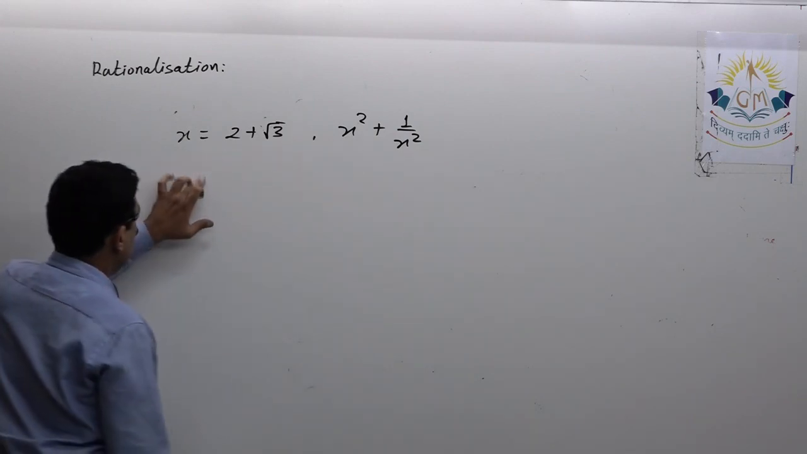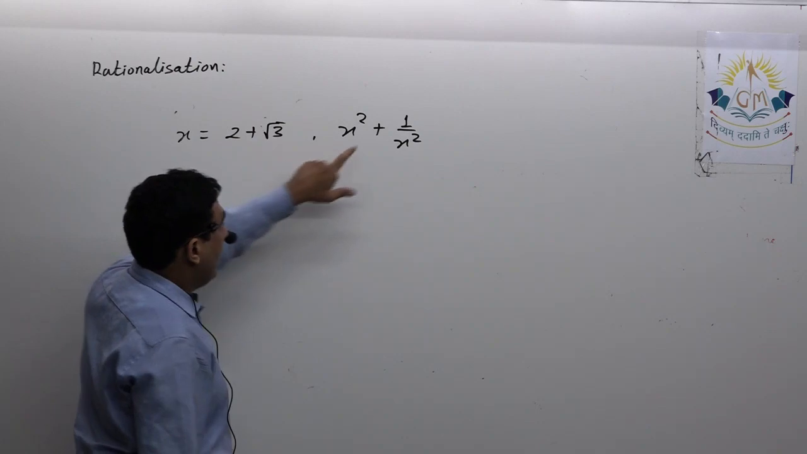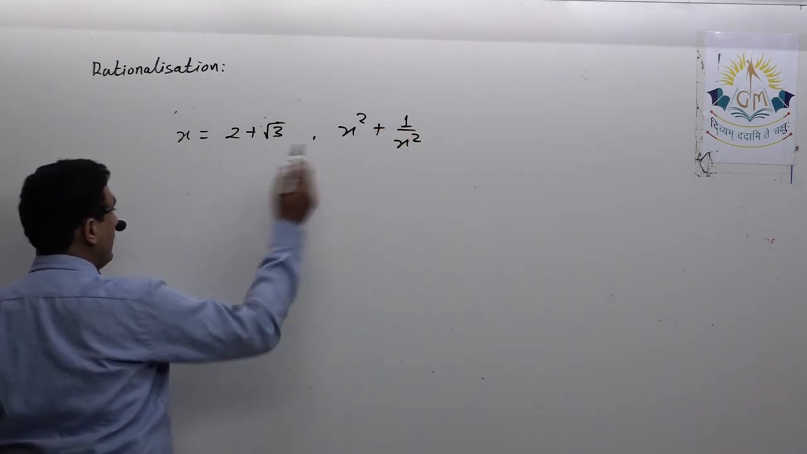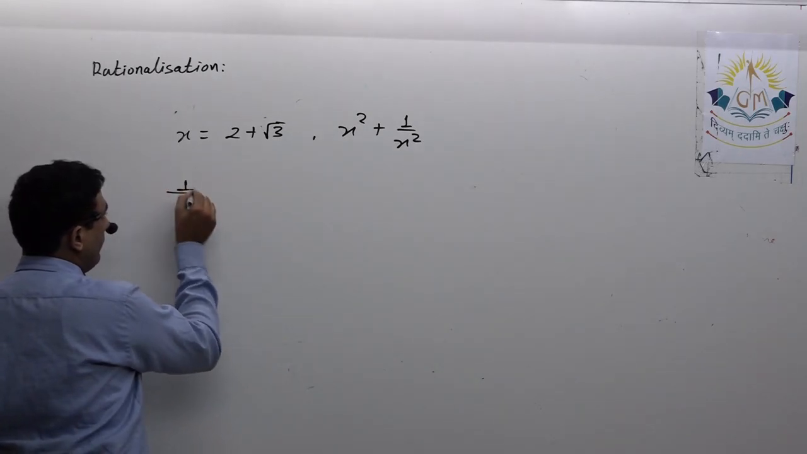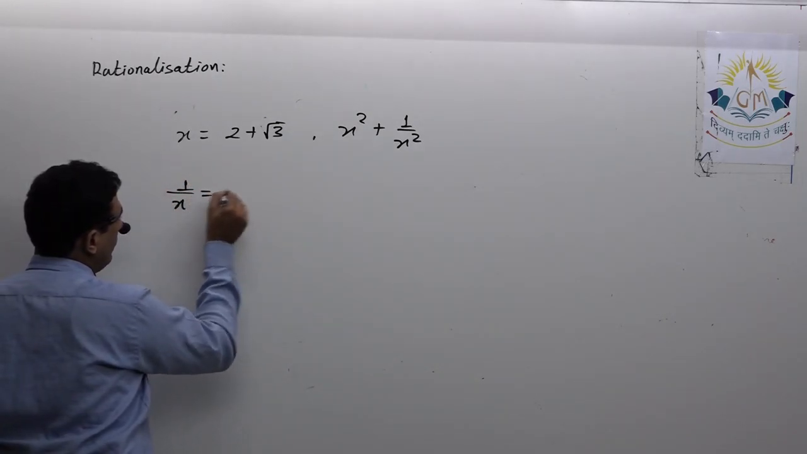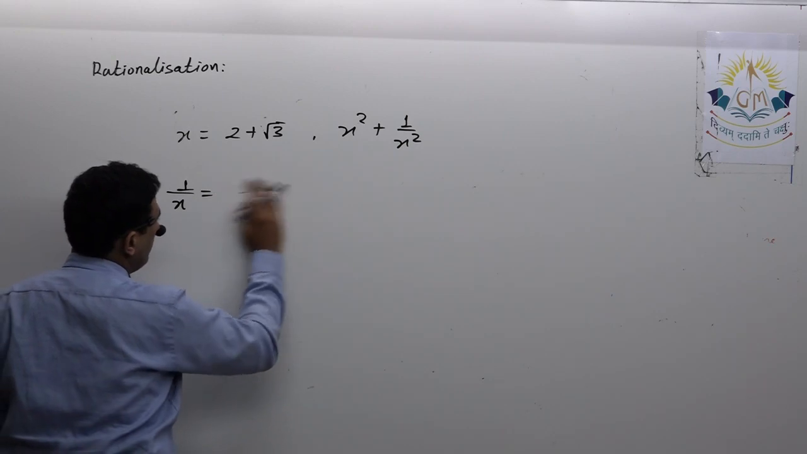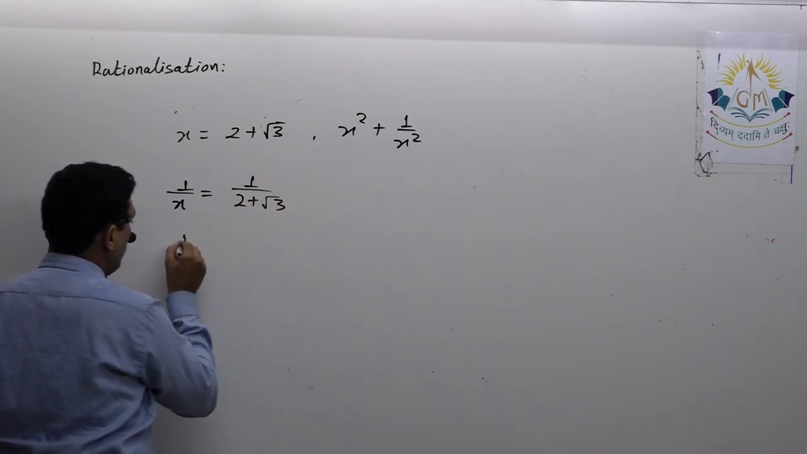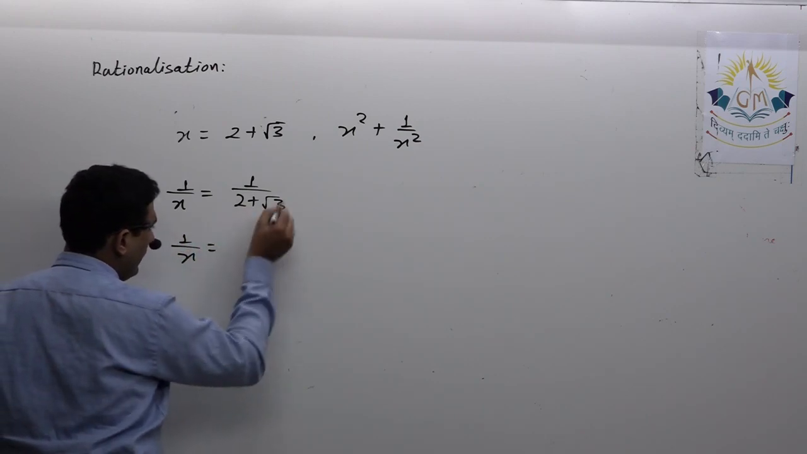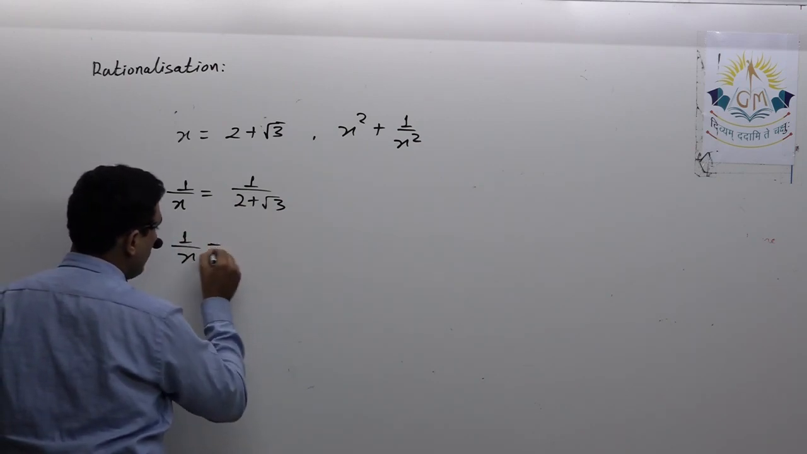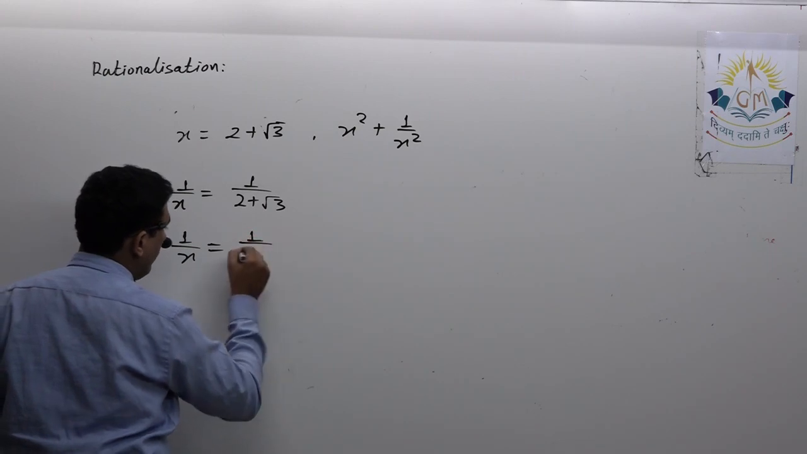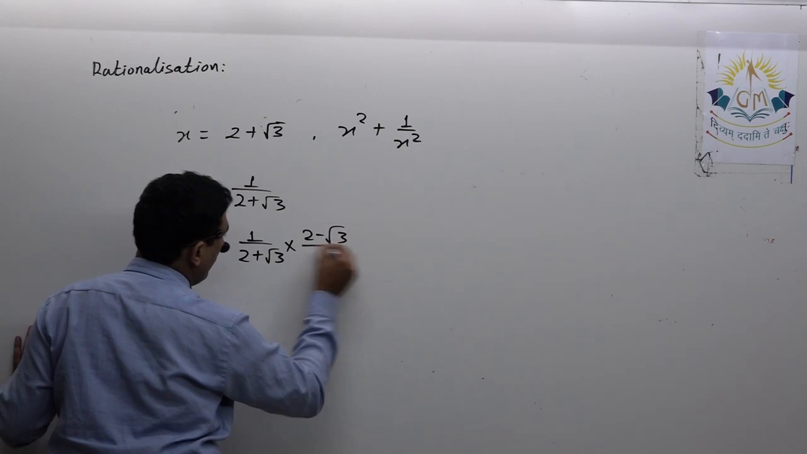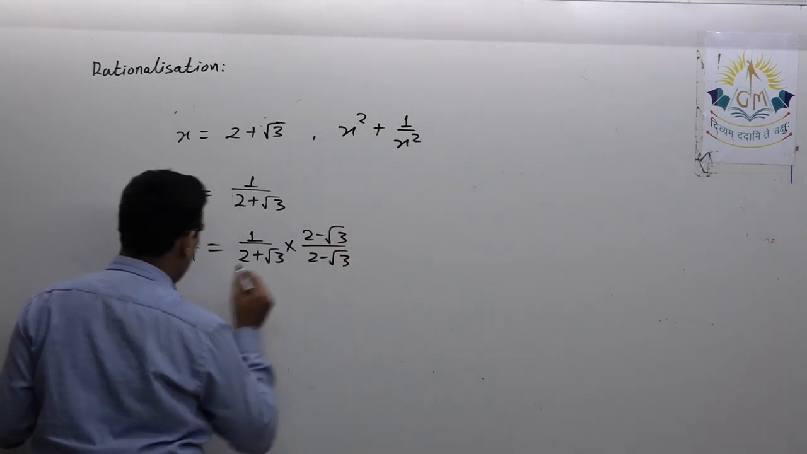First we will rationalize it. In other words, actually here it is 1 upon x, so first we'll find 1 upon x, then we'll keep the value of 1 upon x. So if x is this, so 1 upon x will be 1 upon 2 plus root 3. So now again here you can see the denominator is irrational, so we'll make it rational, and for that we'll multiply the numerator and the denominator by its conjugate.